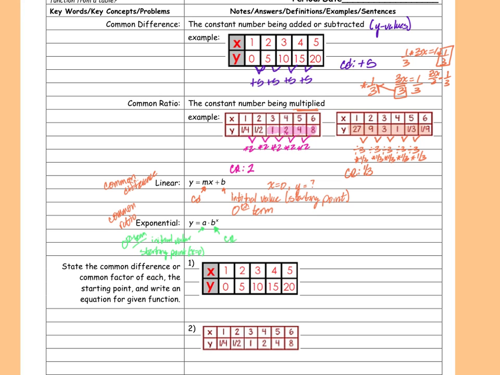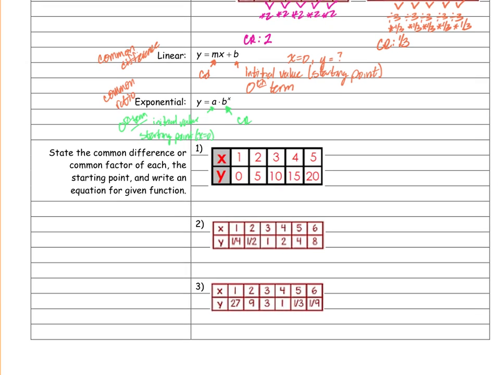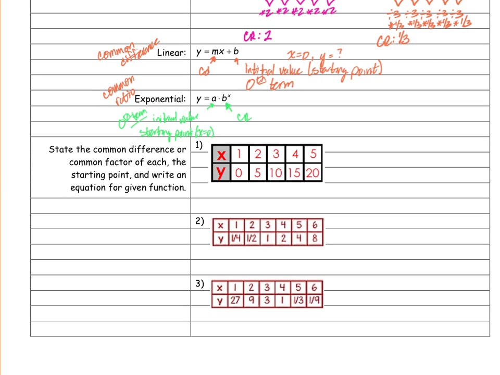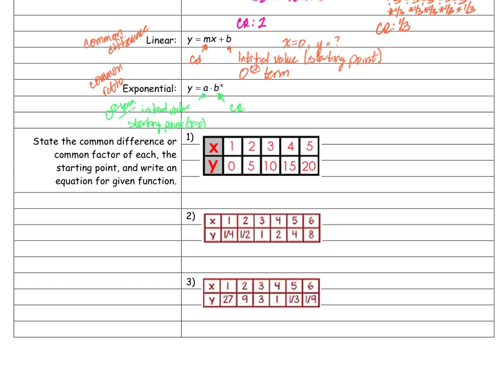It says state the common difference or common factor of each, the starting point, and write the equation for the given function. So as you can see, these are the same tables from above. So we already know the common difference or common ratio. So for step 1, our common difference is plus 5, right? Because we're adding 5 every time. We already figured that out. Okay? So now we need to find the starting point, or when x equals 0.